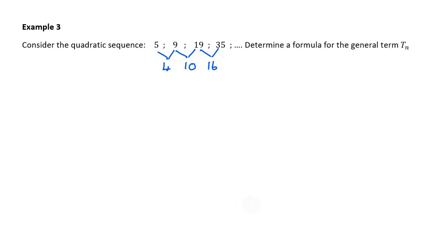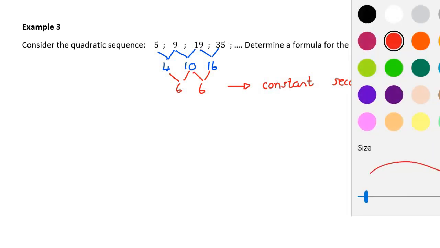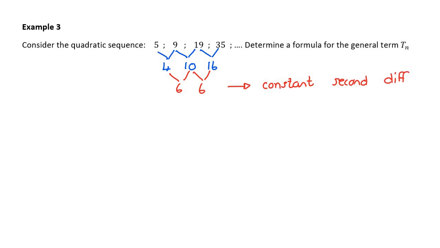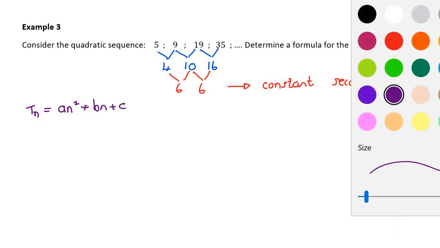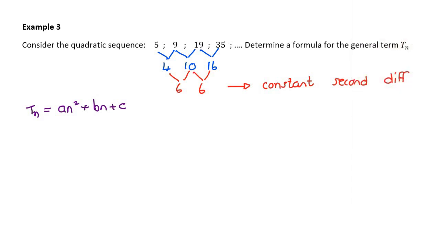So what's my second difference? My second difference is 6 and 6. And what do you know? It's a constant second difference, which means it's quadratic, which I had known in the first place. So if I didn't get a constant second difference, I've definitely made a mistake. Okay, now I can find a, b, and c in my formula. So my formula would be Tn equals an squared plus bn plus c. And I can find these a, b, and c by following my steps.